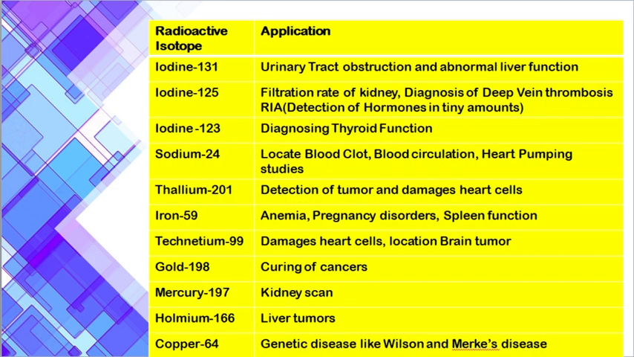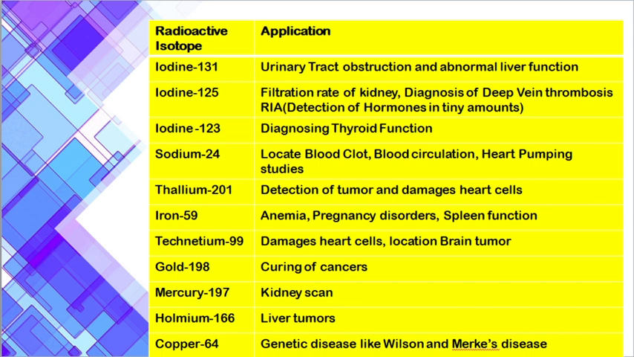Next radioisotope is iodine-131. Iodine-131 is used for urinary tract obstruction diagnosis. Okay. Next is also used for studying abnormal liver function. Next, iodine-125 is used for estimating the glomerular filtration rate of kidney, and it is also used for diagnosing the deep vein thrombosis of leg.